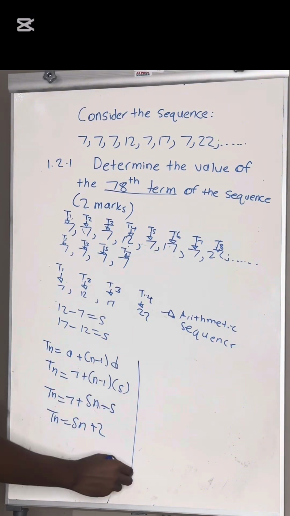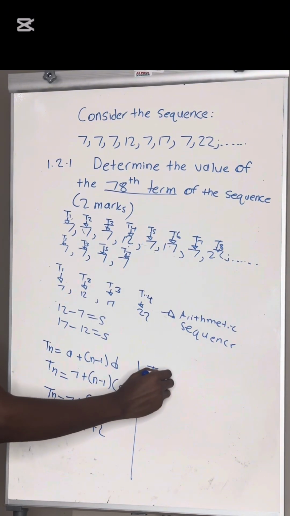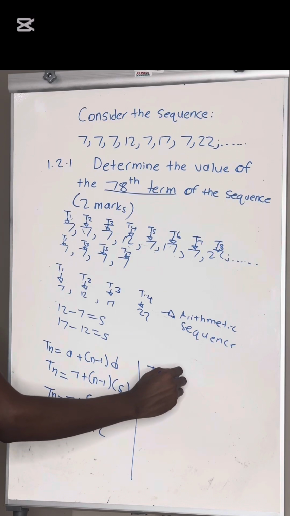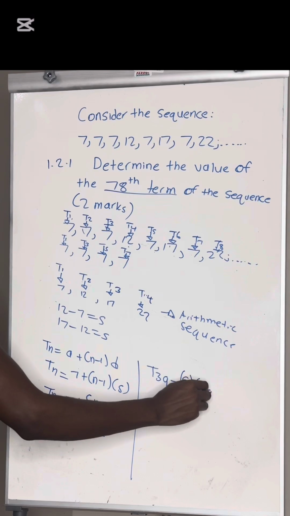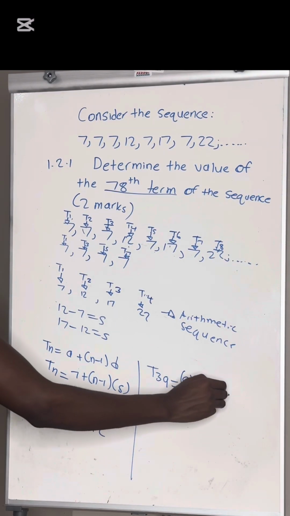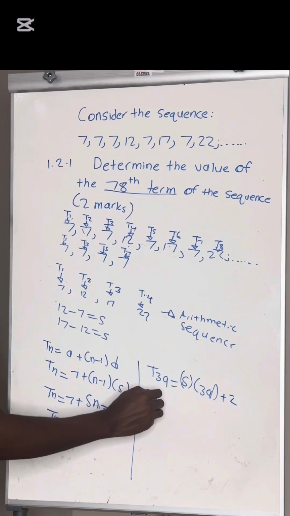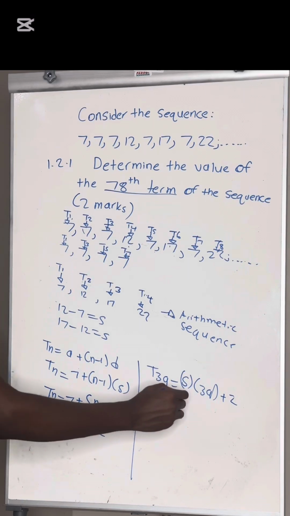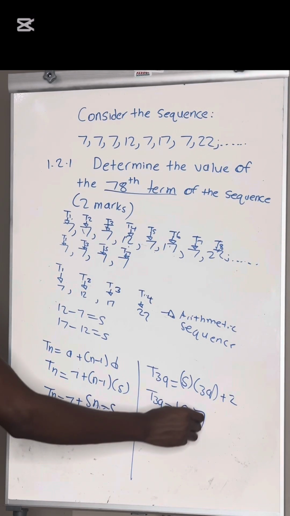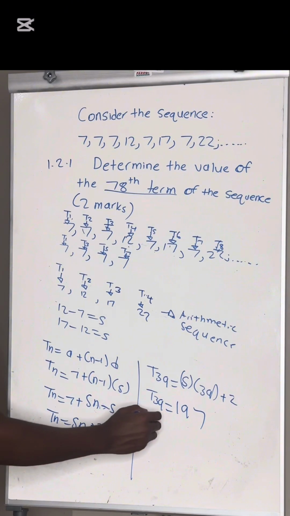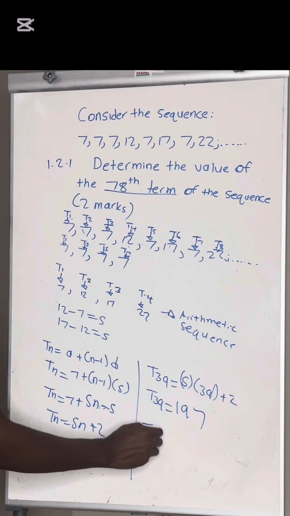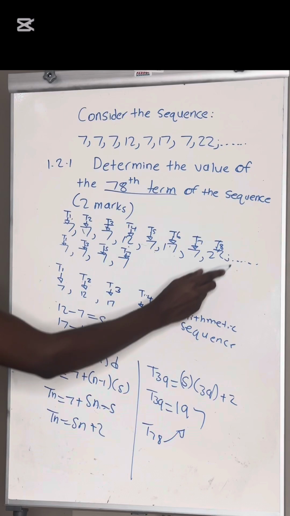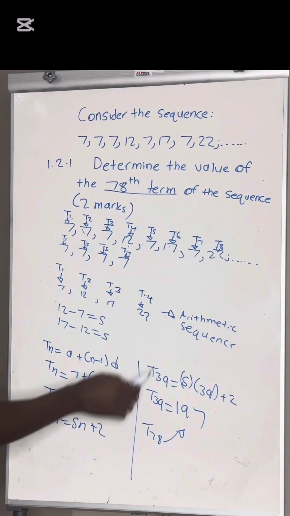So we're then going to say term 39 is equal to 5 times 39, we got the sequence, plus 2. So term 39 is equal to, using a calculator again, I'm getting 197. So this is actually term 78 of the original sequence, but it's term 39 of this sequence.